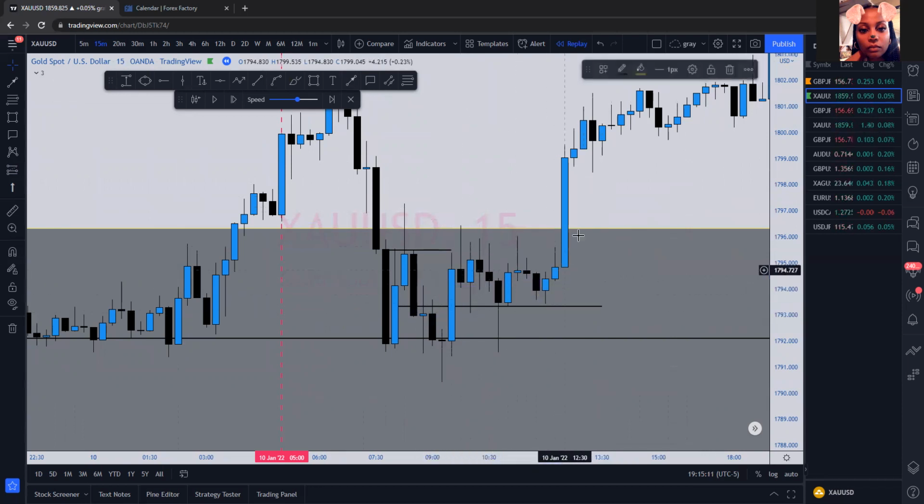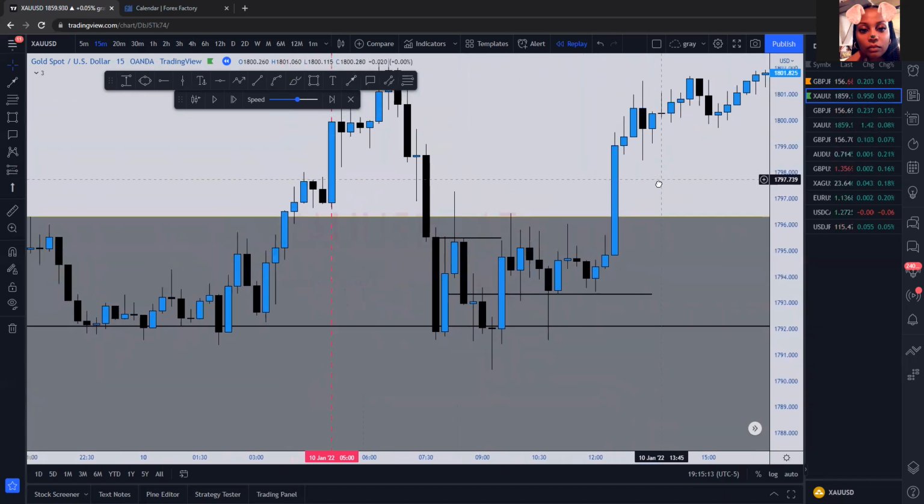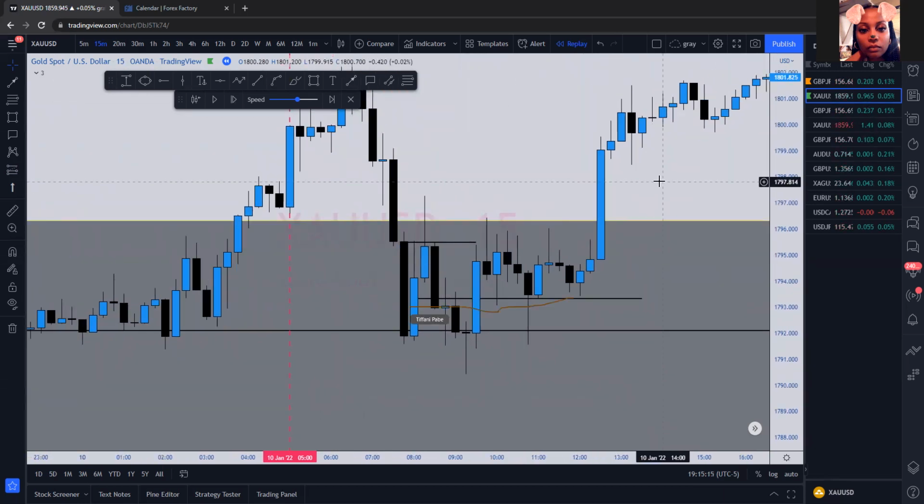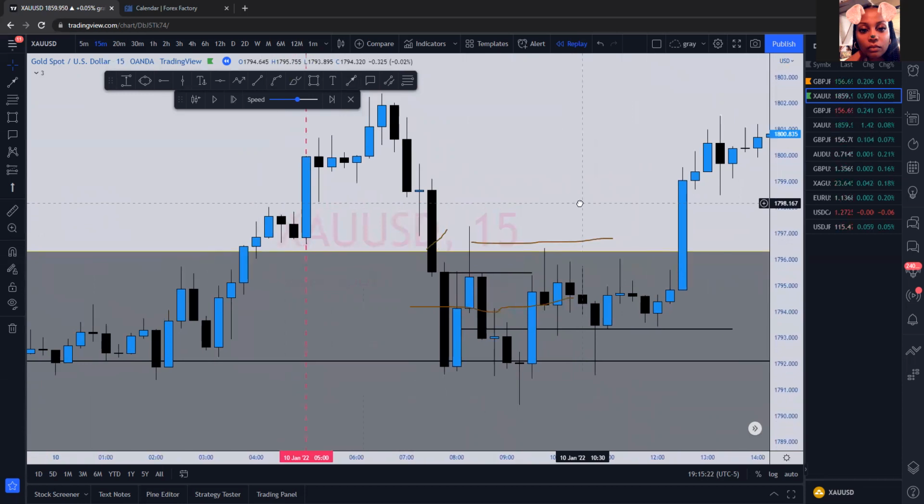Which spot now? Let me see. Okay, why did you pick this spot instead of this spot? Because the whole entire time I'm monitoring it.